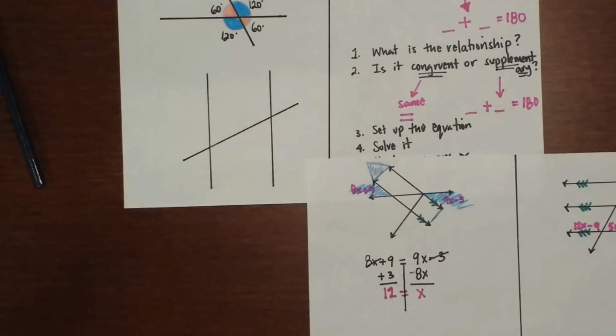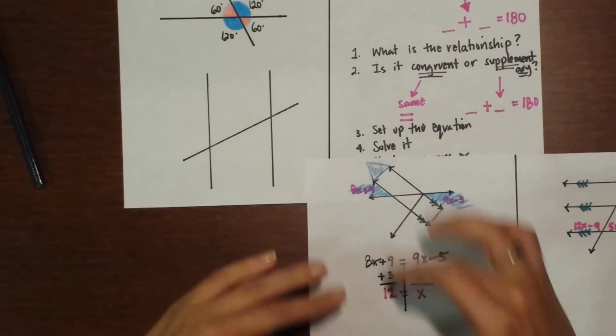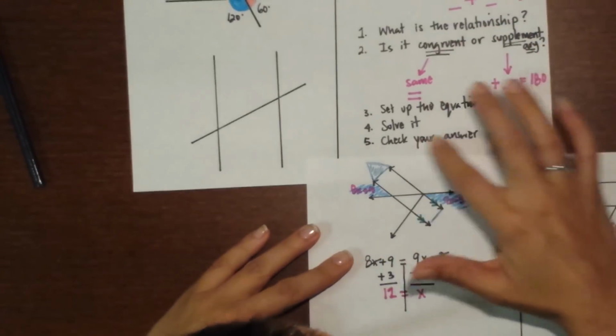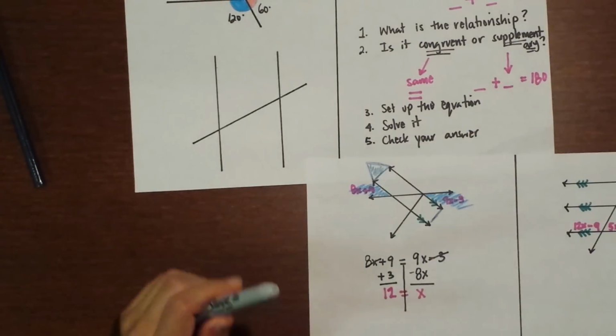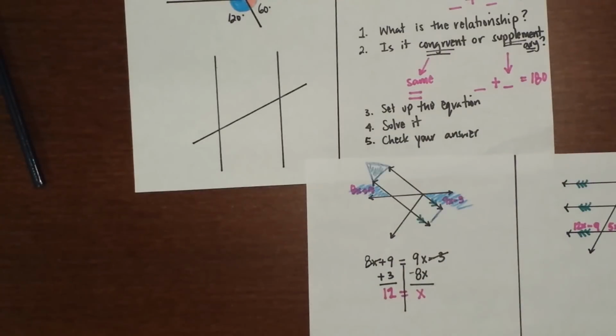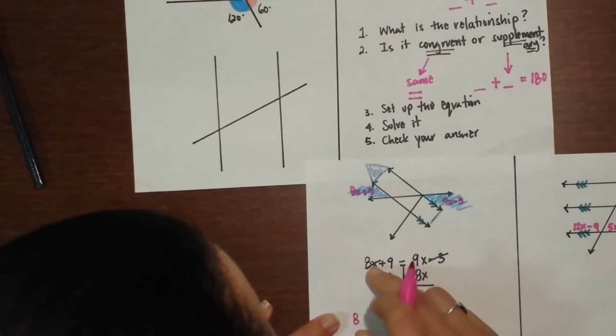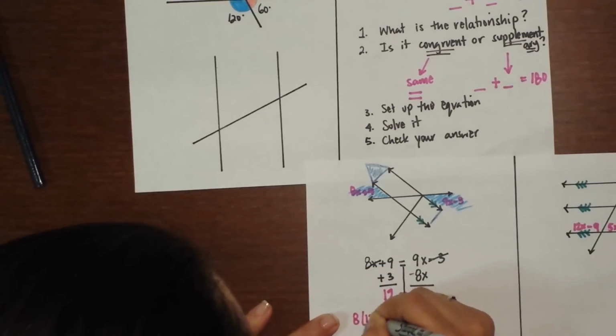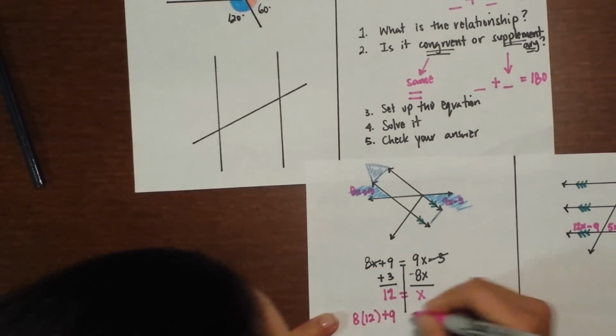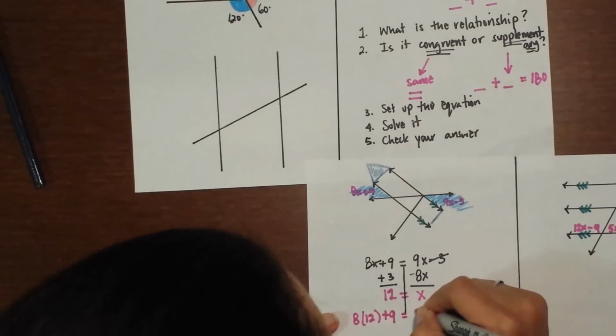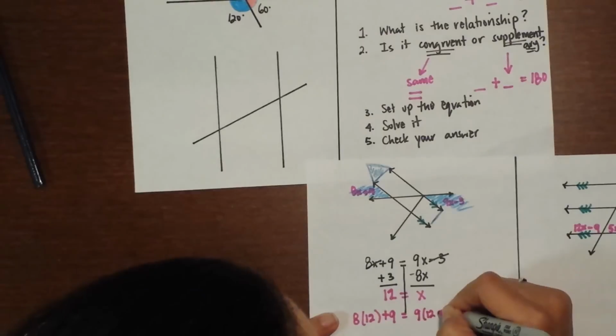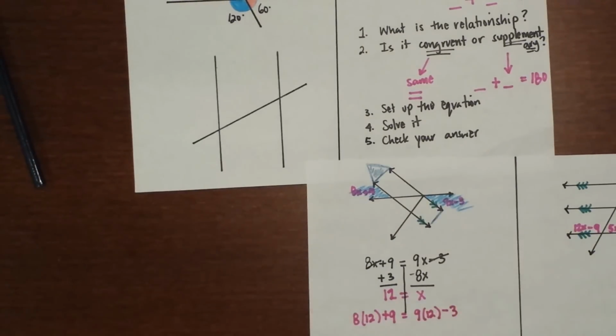So x equals 12. Now, after I solve it, I'm not going to stop there. I'm going to check my answer real quick. Did my answer make sense? So I'm going to plug my answer back into the equation. So x is 12. I'm going to put it back here. So I had 8 times 12 plus 9. And on this side, I had 9 times 12 minus 3. And we're going to see if they are indeed equal to each other. If they are equal to each other, I did it correctly. If they're not, then I need to look at my work once again.